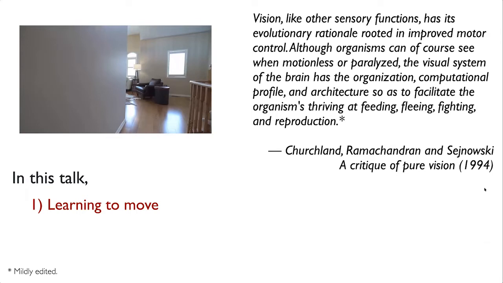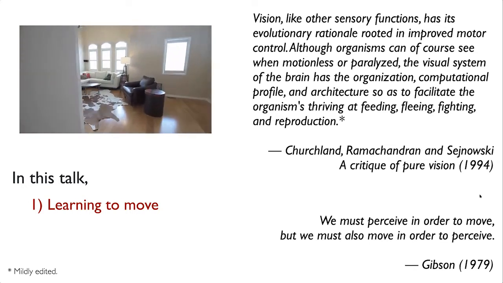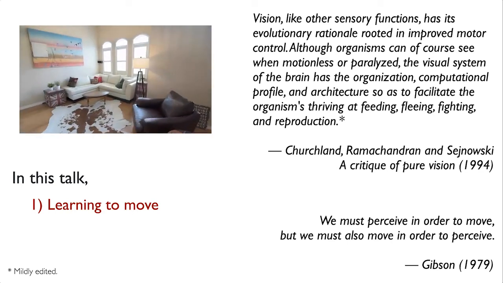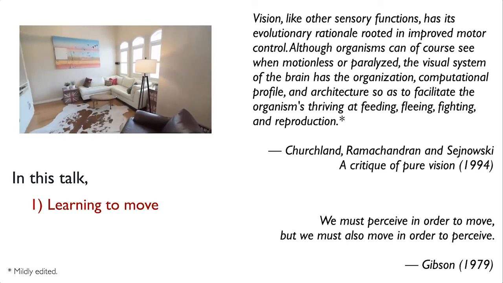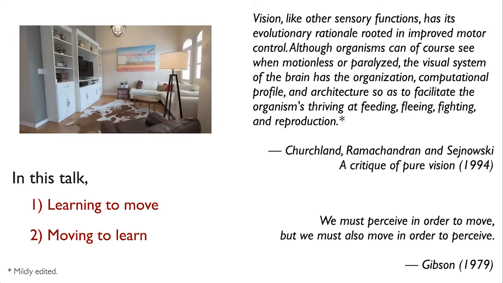Now, if you're doing computer vision, you can't quite ignore Gibson. Gibson said, we must perceive in order to move, but we must also move in order to perceive. So the second part of my talk will pay homage to Gibson, and I'll try to show that once agents can start moving in the environment around them, how they can actually move around in order to learn something about the environment. So that's the overall lay of the land, and I'm going to talk about these two pieces.